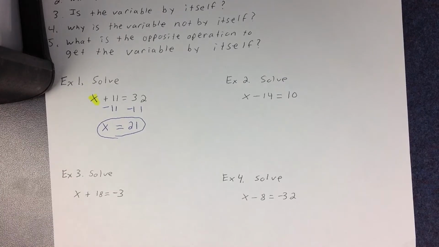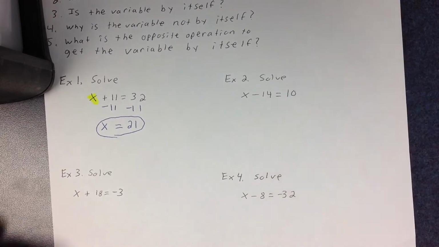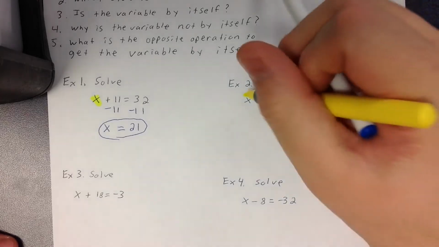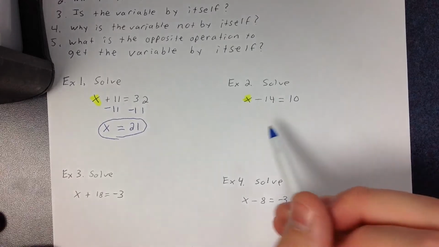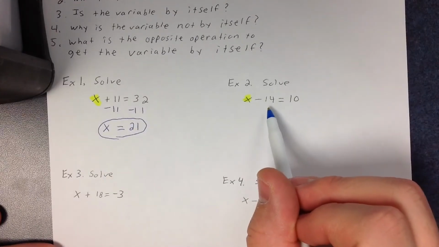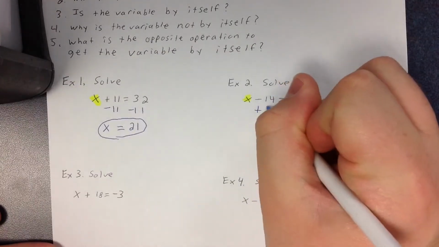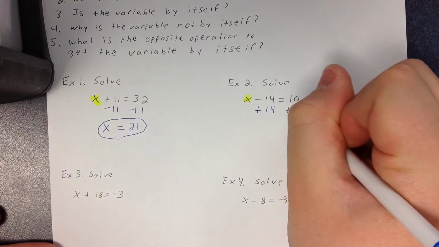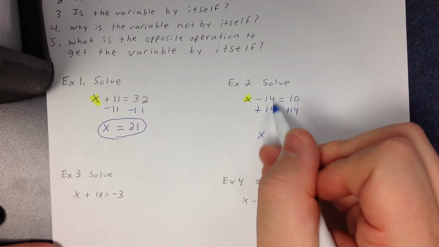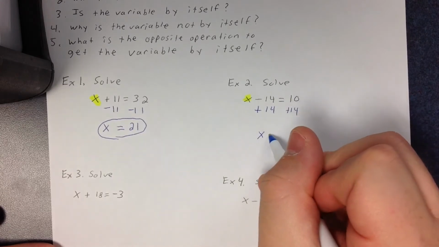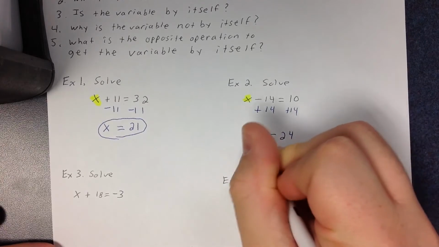Number 2, x minus 14 equals 10. Again, is it an equation? It's got an equal sign. Which side is the variable on? Again, the variable happens to be on the left-hand side. Is the variable by itself? No, the variable is not by itself because of a minus 14. So we have to do the opposite. So we have to add 14 to both sides. Again, I'm going to bring down my x. Negative 14 plus 14 would go away because that's 0. Equals 10 plus 14 is 24. So x equals 24.